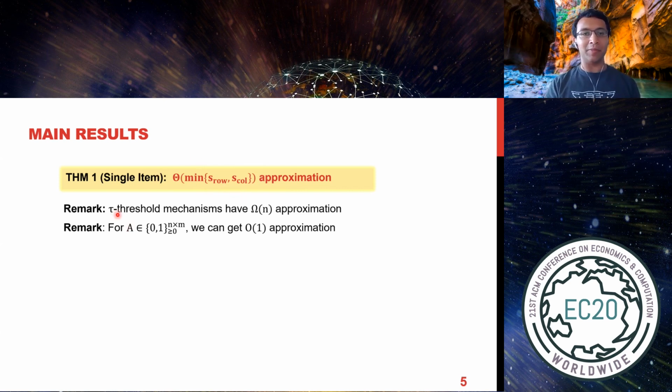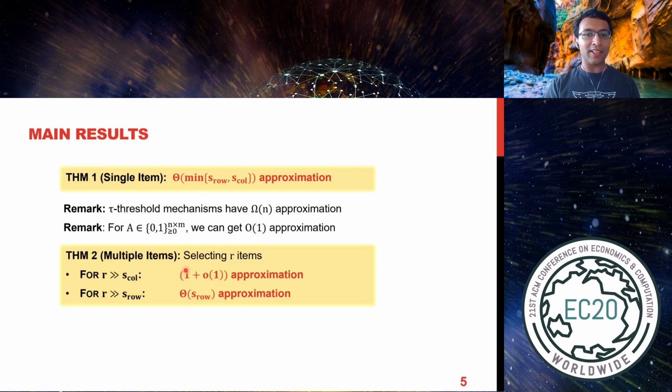Some remarks: as I was saying earlier, threshold algorithms don't work well. In fact, they perform very badly, with an omega n approximation. But under some special matrices, like when this matrix is a 0-1 matrix, they can perform well. For general matrices A, when there are non-0-1 entries, they are bad.